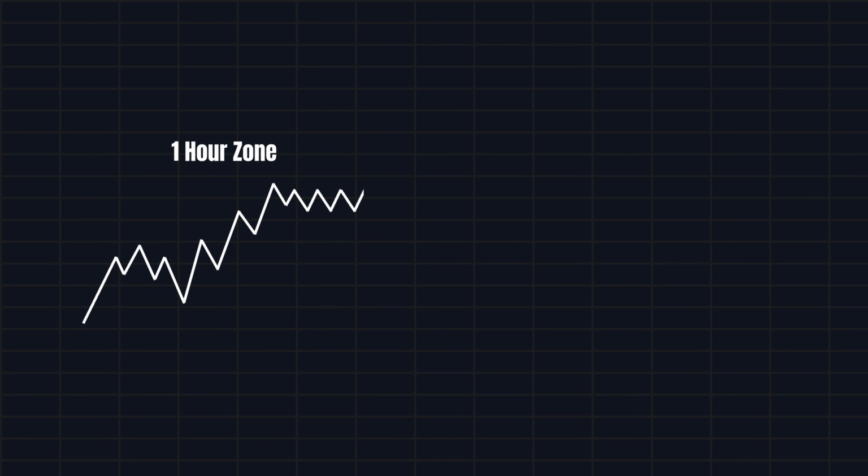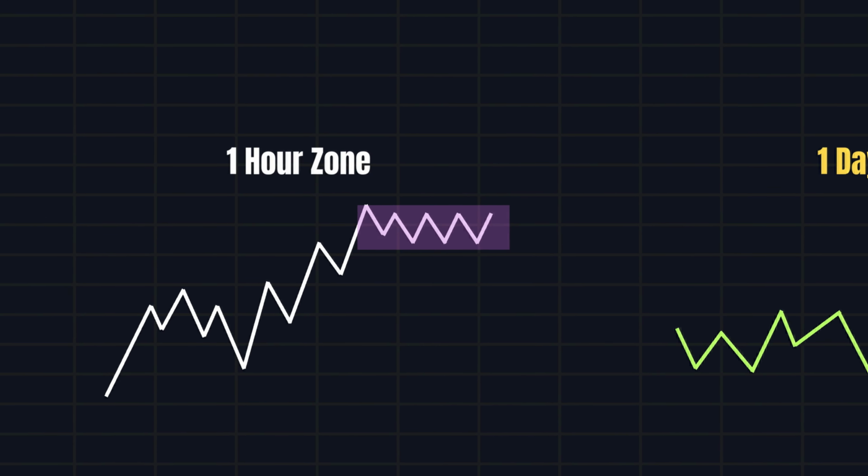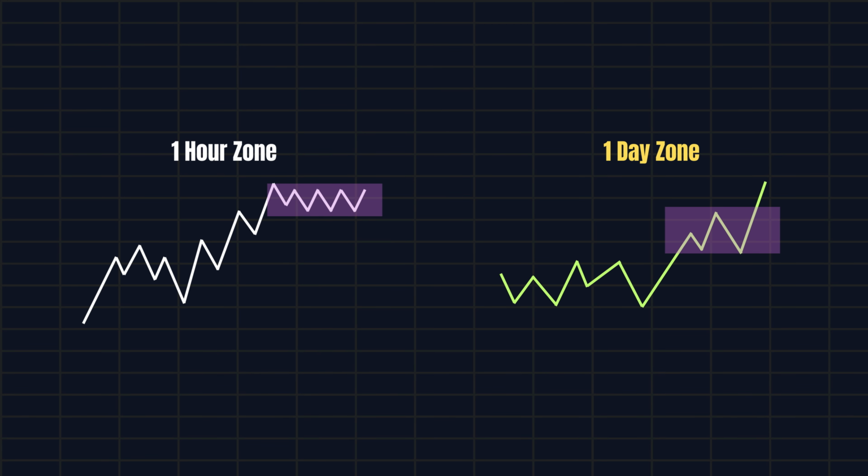A 1-hour zone that's inside a giant daily zone, that is a god-tier setup. It's the best of the best. You can find a massive daily demand zone, then zoom into a smaller time frame to find the perfect sniper entry inside of it. If you check every single zone with this 3-point test, strength, freshness, and confluence, you will find insane trades.